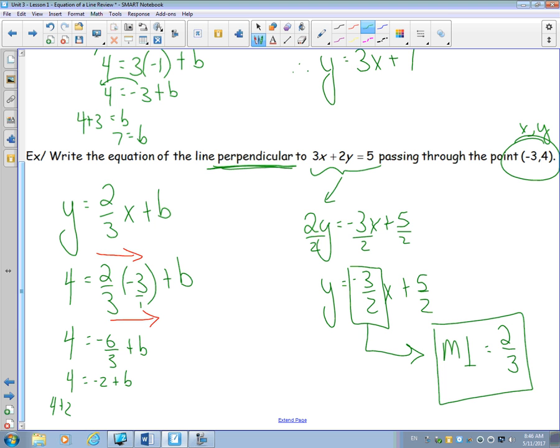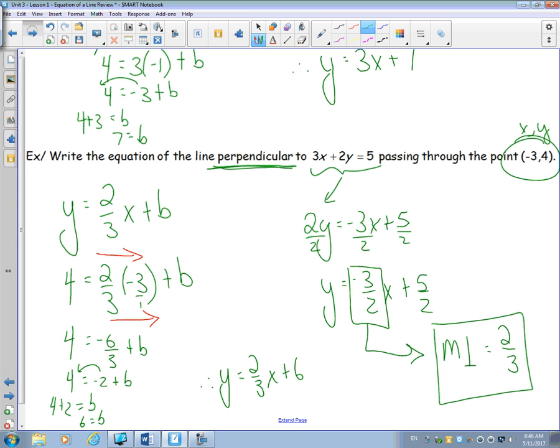Rearrange it. Let's bring the 2 over here. It becomes a plus 2. And b is 6. Therefore, my equation is 2/3 x plus 6. Done. That one was slightly more challenging because we weren't told the slope. We had to figure out the relationship about the slope.